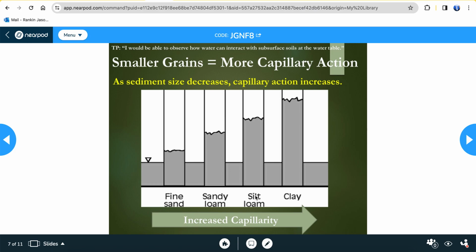Silt is smaller than sand, and this is silt loam, so maybe it's a mixture of different sizes too, maybe a little bit of clay in there. And that goes up even higher, and clay is the smallest sediment size, the smallest pore spaces, easier for water to climb up like a rock wall. And you have your greatest capillarity when your sediments are smaller. Indirect or inverse relationship.